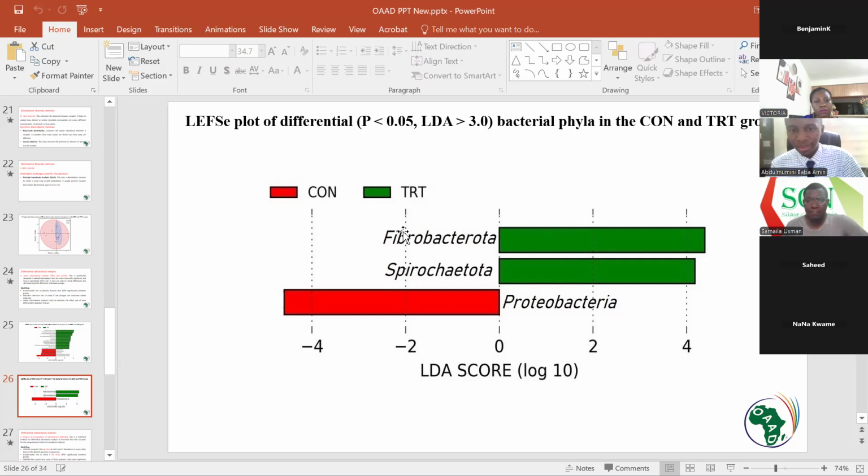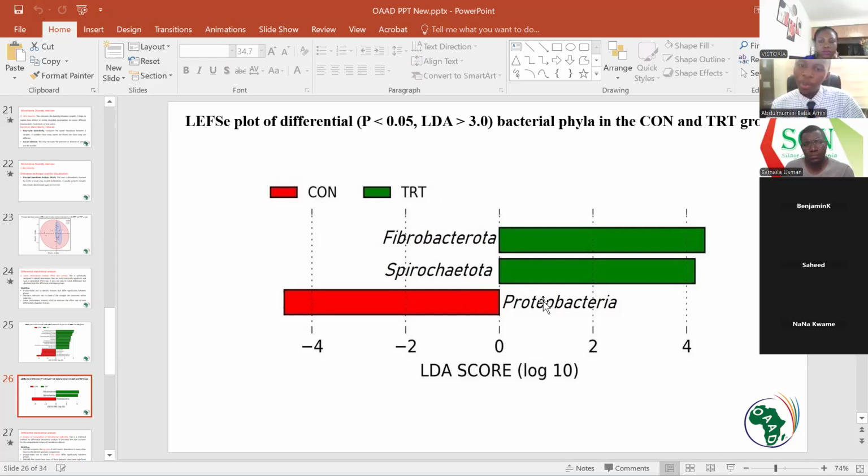Yes. In that case, if you compare the control to the treatment, what I can understand from this figure is that those with the green had higher abundance in the treatment group compared to the control group. Exactly. The red here also means that there was higher accumulation in the control group relative to the treatment group. Exactly. Okay, thank you.